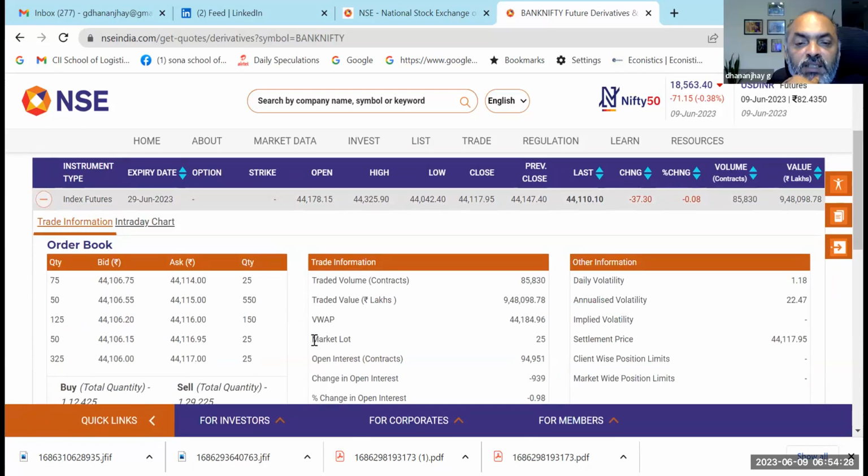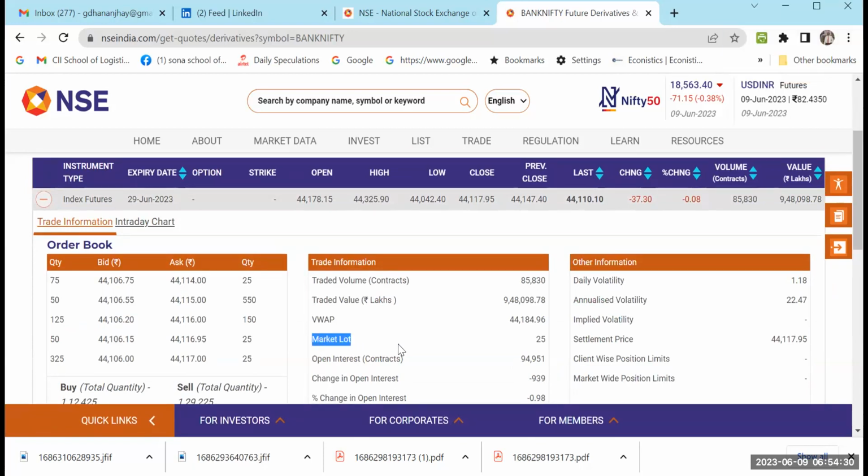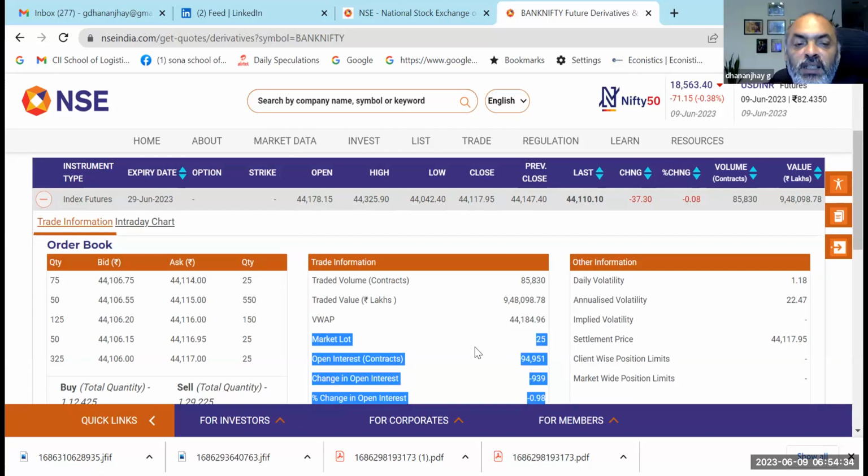Bank Nifty, what is the lot size? 25. Like that, the exchange will fix. Sir, I say around 10 lakhs, a question. 10 lakhs value of Bank Nifty is one lot.